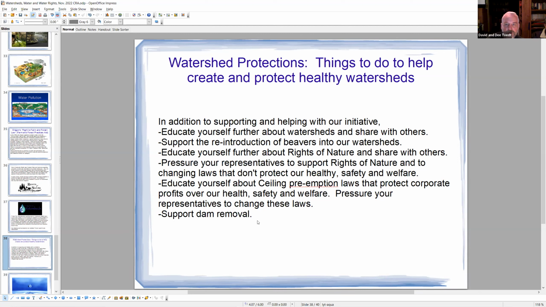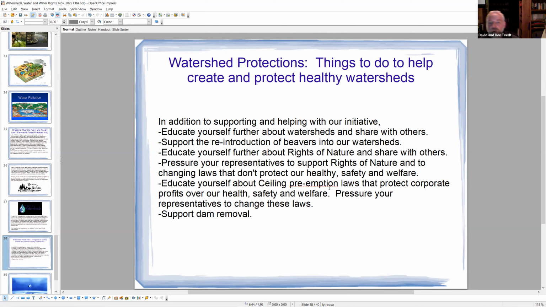Educate yourself further about rights of nature and share with others. Pressure your representatives to support rights of nature and to changing laws that don't protect our health, safety, and welfare. Educate yourself about ceiling preemption laws that protect corporate profits over our health, safety, and welfare. Pressure your representatives to change these laws.